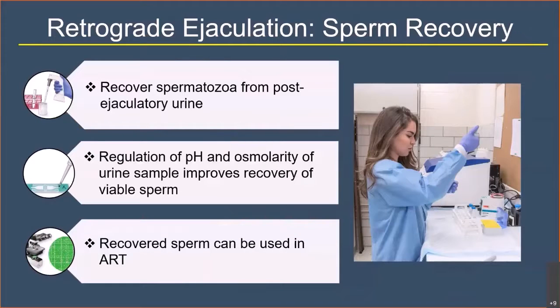Retrograde ejaculation is associated with infertility, and in these infertile couples, sperm recovery can be done from the post-ejaculatory urine, as shown on the first box. Regulation of the pH and osmolarity of the urine sample will help improve recovery of the viable sperm. The recovered sperm can then be used for ART, either IUI or IVF. Next slide.